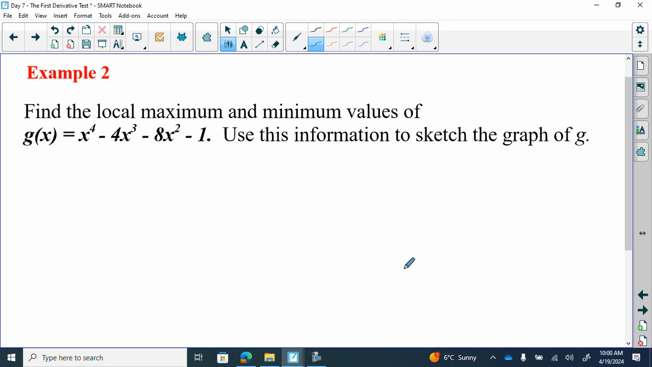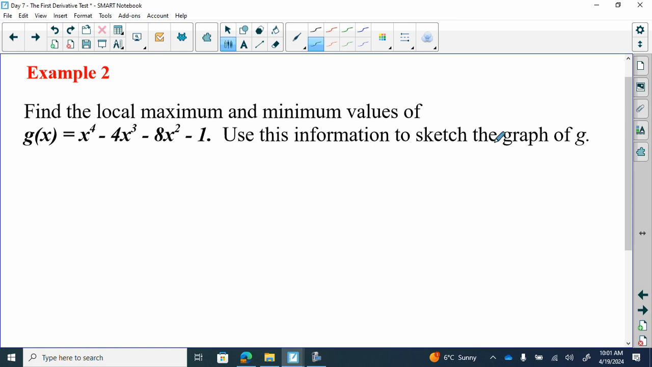Nope, you don't have it, so you'll have to copy it down. Please. Find the local maximum and minimum values of g at x equals x to the 4th minus 4x cubed minus 8x squared minus 1. And then they want me to use that information to make a sketch of g. It's just going to be a rough sketch, but we will have a pretty decent idea of what this curve looks like.